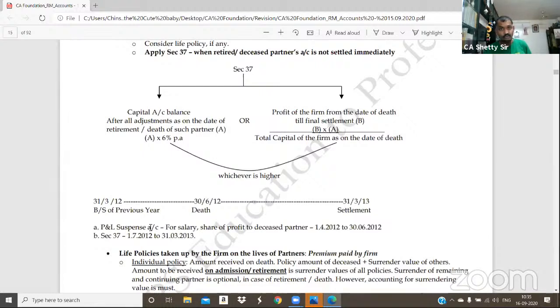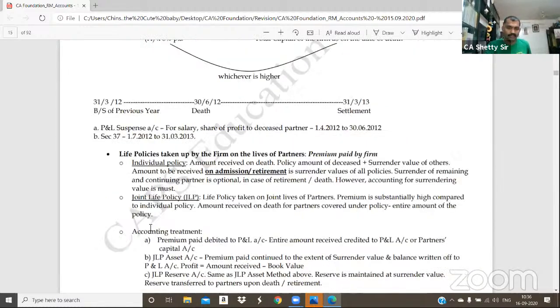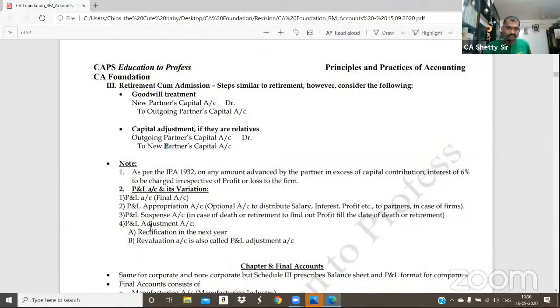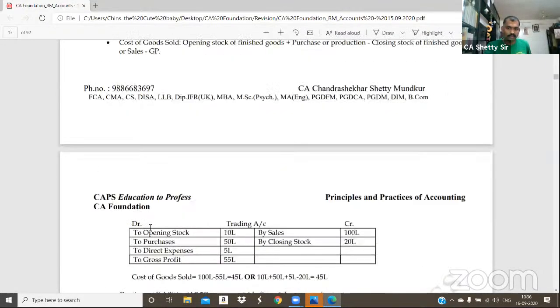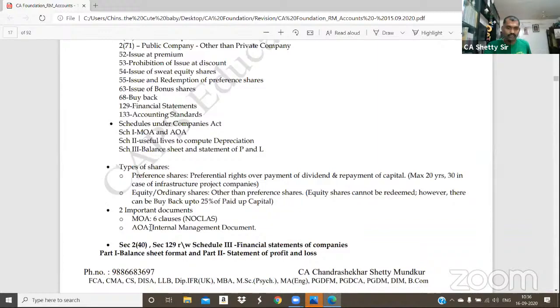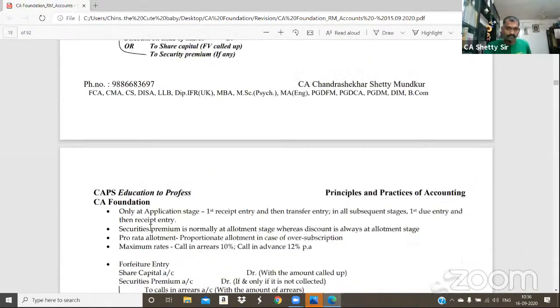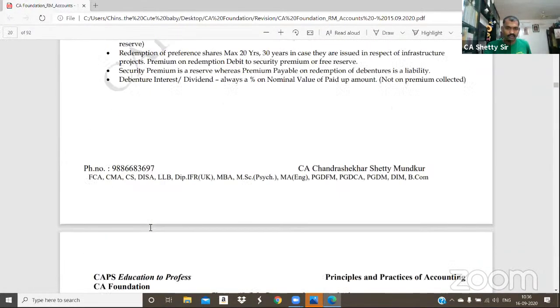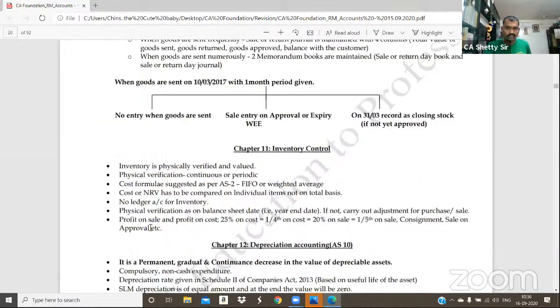P&L suspense account. 2 marks may come, true or false. P&L suspense account is in the nature of prepaid expense. Semicolon. It shall be closed year on year basis.